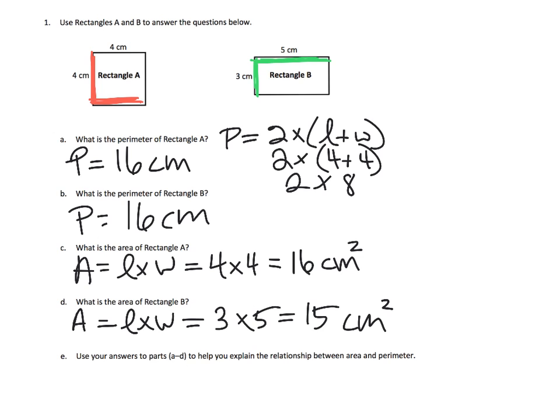So the idea is, how does this explain the relationship between area and perimeter? And the point is, there is no relationship between area and perimeter. Area is merely telling you how many little square tiles you would need to build this figure. Perimeter is talking about the length of string that you would need to go around the rectangle. And the actual numbers, the number for perimeter and the number for the area, there is no relationship between those two.